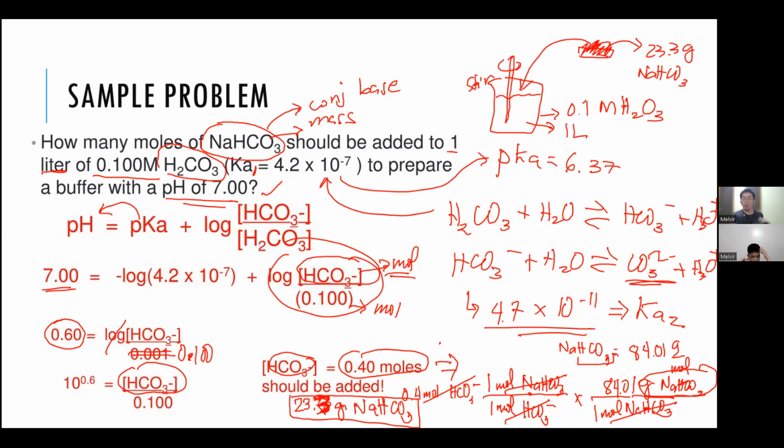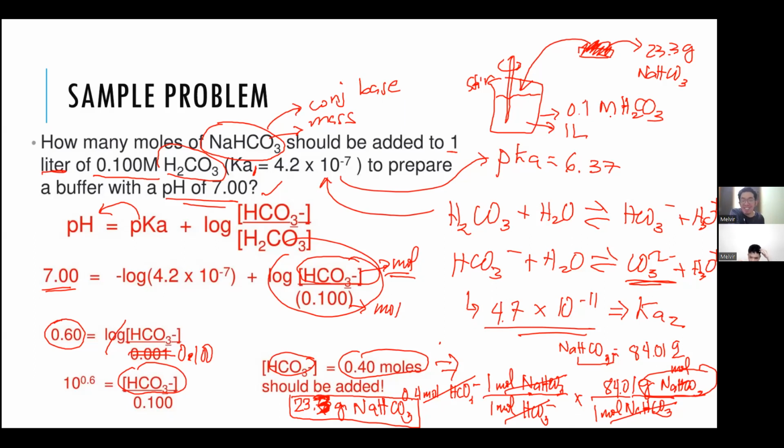So, after ma-dissolve ni sodium bicarbonate sa 1 litro ng buffer mo na 0.1 molar carbonic acid, H2CO3, you will form a buffer na ang pH ay 7. Pero sabi ko nga sa'yo, carbonate buffer na yan, hindi marireach lagi. Sobrang galing mong mag-prepare ng solution kapag ang target pH mo, na-hit mo kagad, no? Isang preparation lang, na-hit mo na kagad.